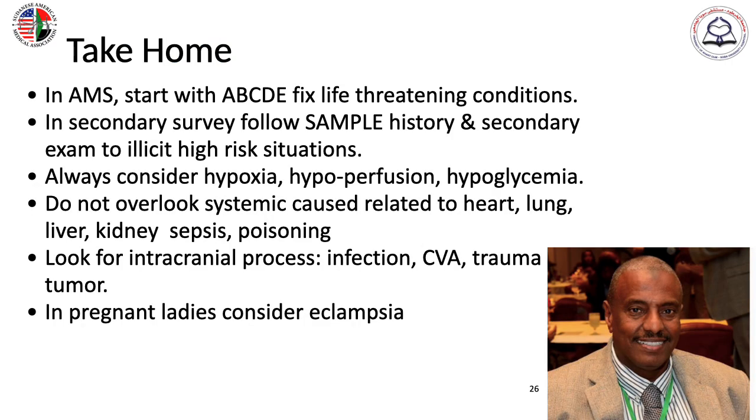Take home: in a patient with altered mental status, start with ABCDE, and fix any life-threatening condition before you move on. Then you take a SAMPLE history and do a detailed secondary examination. The goal of the secondary survey is to figure out any situation that can explain the current illness. Always consider hypoxia, hypoperfusion, and hypoglycemia, and don't forget seizure. Do not overlook systemic causes related to heart, lung, liver, kidney, sepsis, and poisoning.